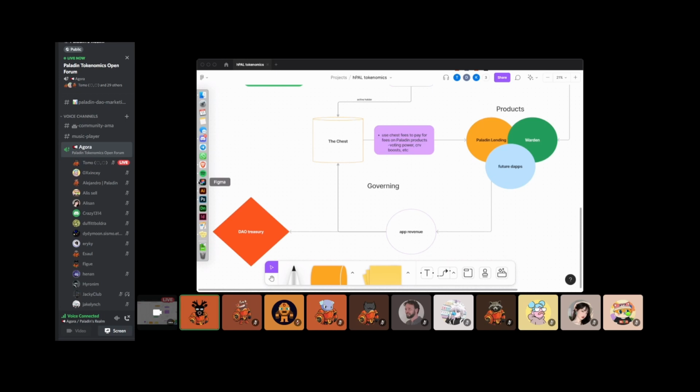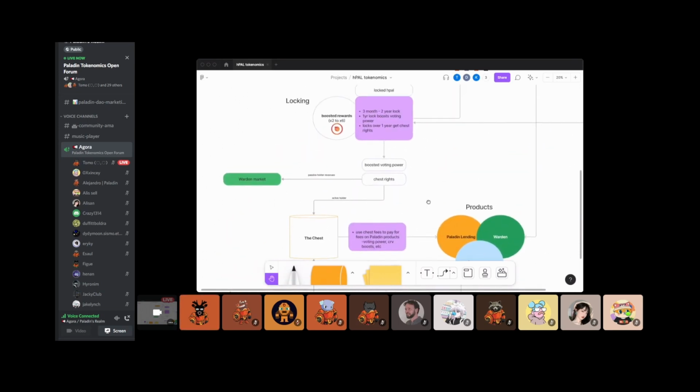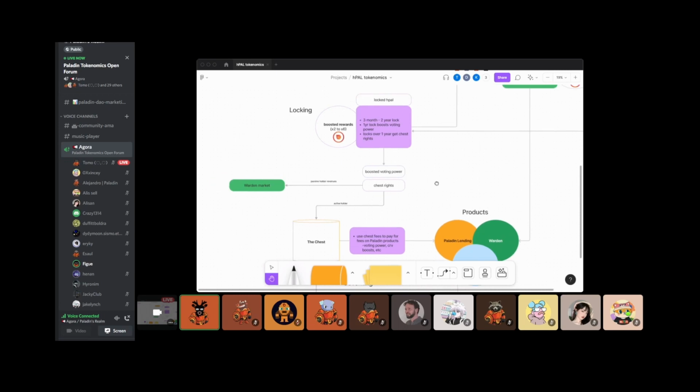So if we work this way, the only people who are going to lock are people who either want to govern Paladin or who are governing other products. So in a sense, we're putting the right people around the table and we're pushing them to use our protocol. That's the basic idea of what we've been trying to do with the chest.